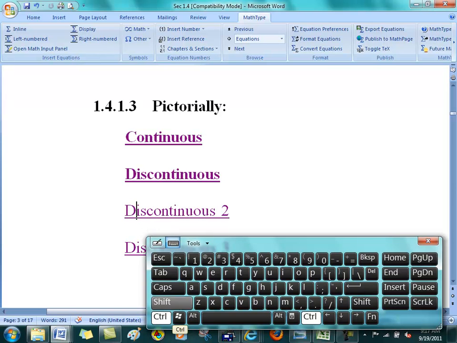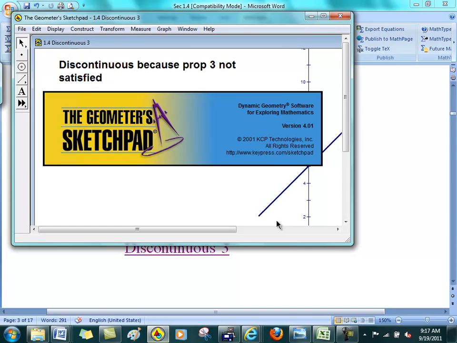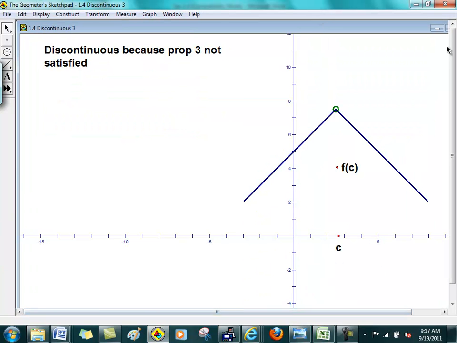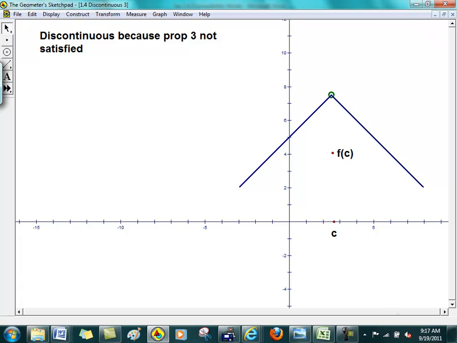And then the last one. So this is an entirely different function, but it's not continuous because it doesn't satisfy the third property. And Sujal, what's the third property? That's property 2. Property 3. That's right. The limit is not equal to f of c. Does everybody see that? What's the limit equal to in this case as x approaches c?